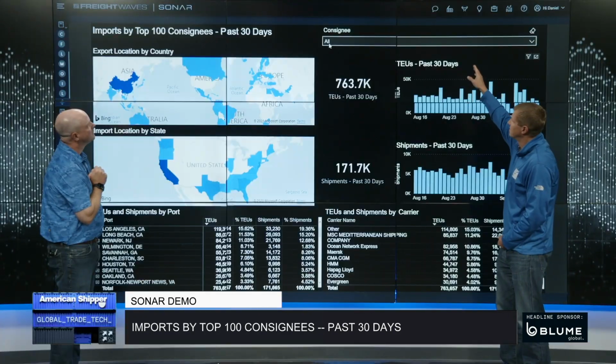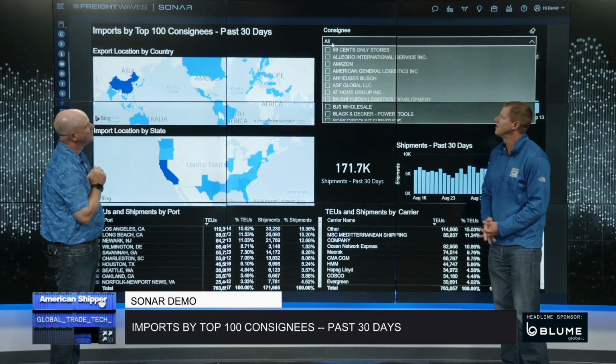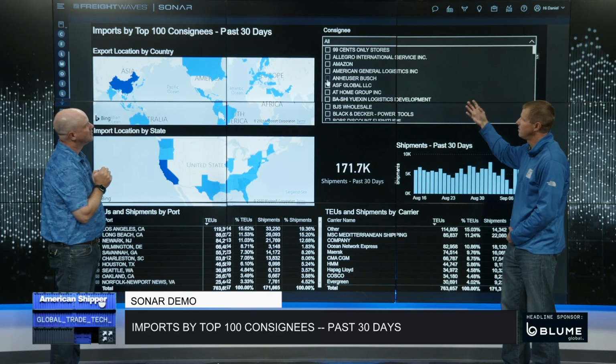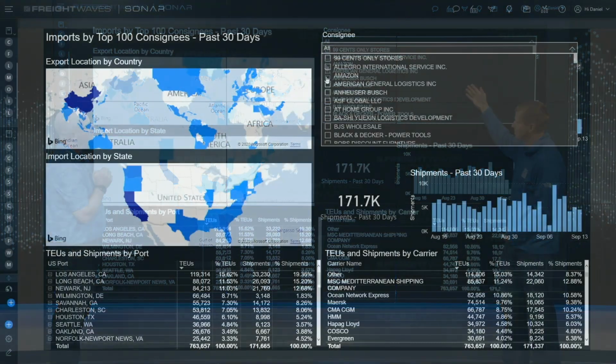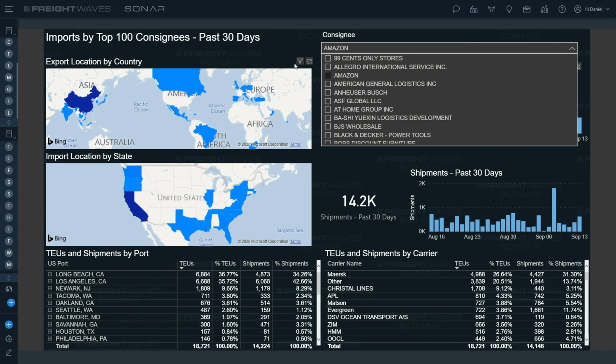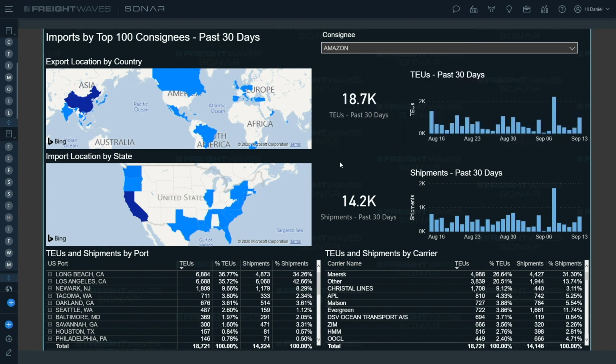Yeah, so you have this box up here, and this is where you're going to pick which consignee or which shipper, really. If you're in the domestic freight market, you think about these companies as shippers. Amazon, for instance, is one that everybody is pretty familiar with. That would be a good one to start with. It's going to break it down and tell you the TEUs over the past 30 days. It's also going to give you a shipment count over the past 30 days, as well as a nice map of where all this freight is originating and where it's bound for.